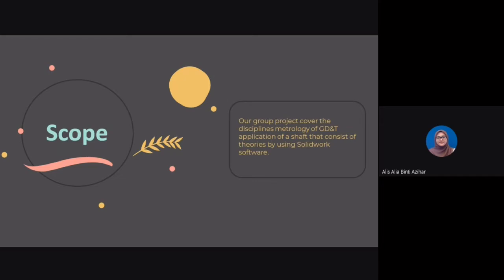For the scope, our group project covers the discipline methodology of GD&T application of a shaft that consists of theories, by using SolidWorks software. And the thing that we need to know, GD&T is designed to facilitate communication between entities that need to work together to manufacture something.